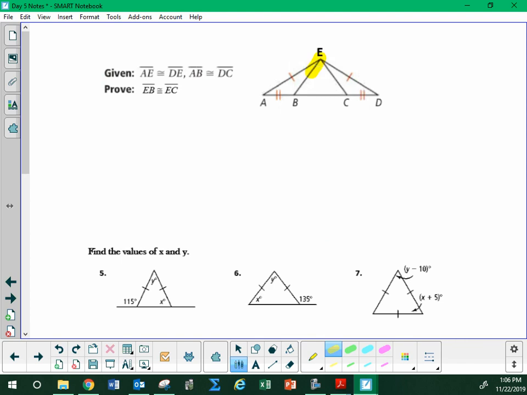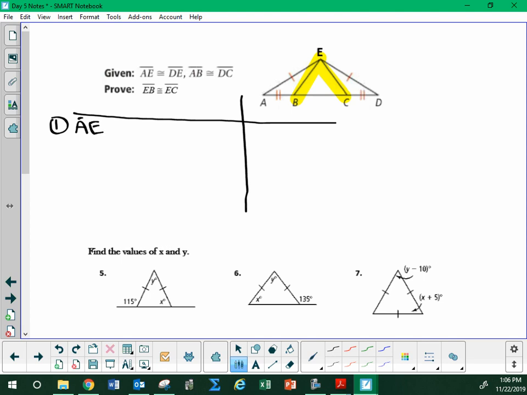Alright, so they want us to prove that EB and EC are congruent. Okay. What are you guys' thoughts? Well, the first step is given. Okay, I'll take that. Always write your given. Please don't forget this and lose easy points.